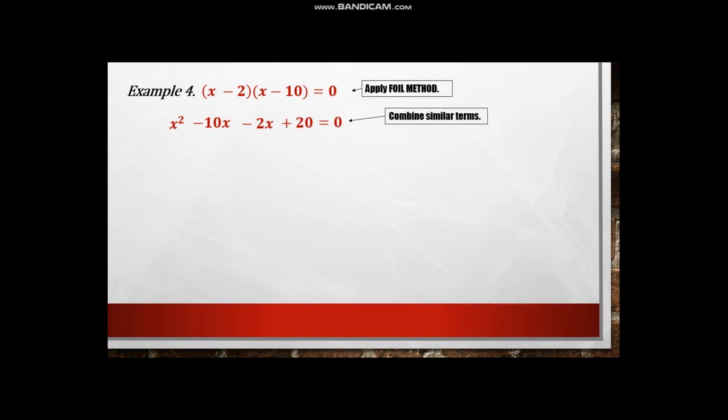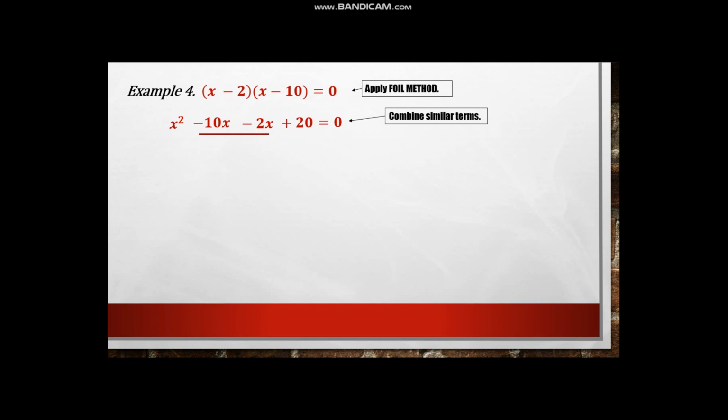Then followed by the combination of the similar terms. So are you familiar with the similar terms? When we say similar terms, these are the terms having the same variable of the same degree. Meaning to say, the same variable with the same exponent. Which among these terms are the similar terms?